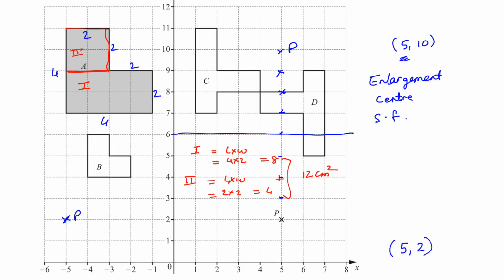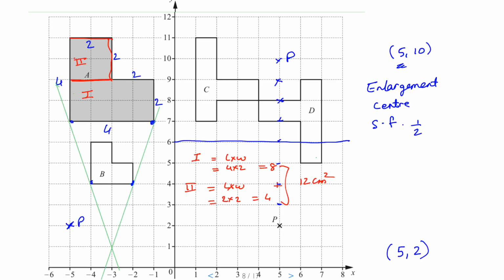To find the scale factor, you can see that there are 2 squares here and there is 1 square here. So the scale factor is half. Now we need to find the center. For finding the center, we will join this point here with this point, this with this. Wherever they intersect, that will be your center. So when we join these points, they meet at negative 3, 1. So our center is negative 3, 1.